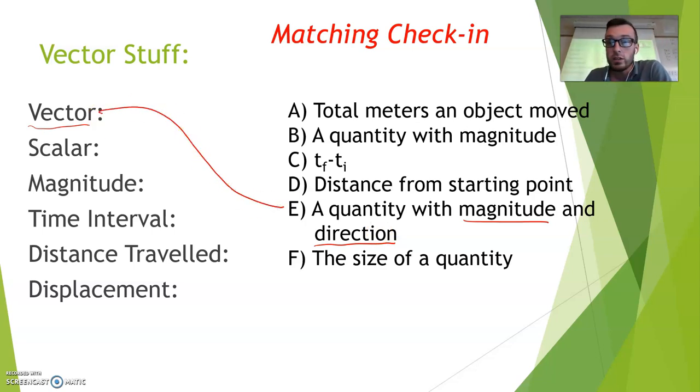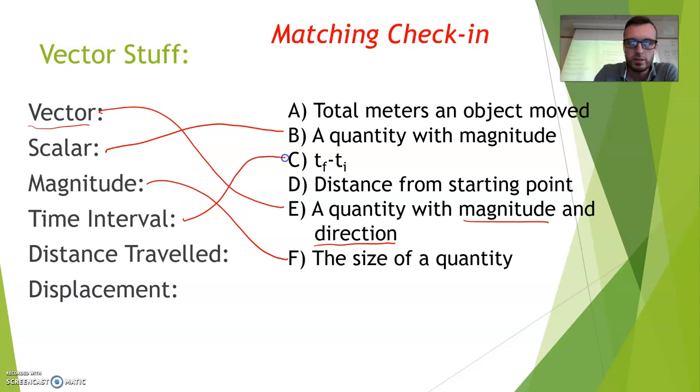How about a scalar? Well, that is a quantity with only magnitude. So match it up. Magnitude. That just means the size of a quantity, like, what's the number that goes with it? Time interval, or time, is going to be final time minus initial time. Distance traveled is going to be total meters the object moved. Remember, all the steps count. And then displacement is going to be distance from the starting point.